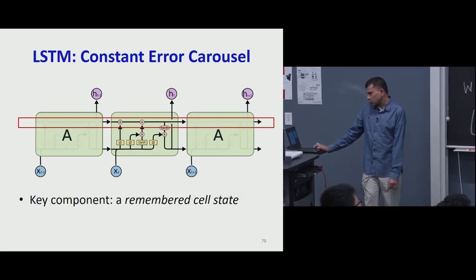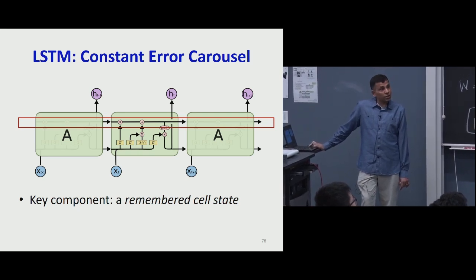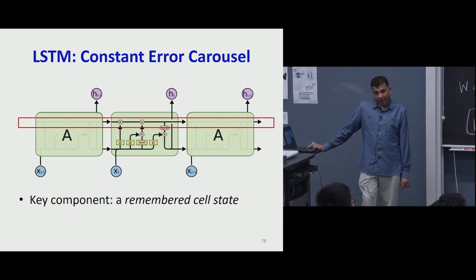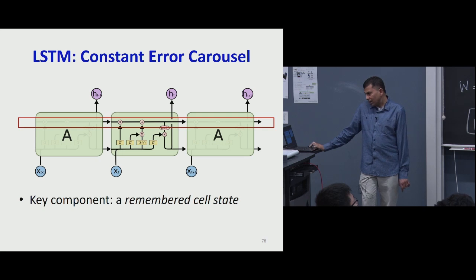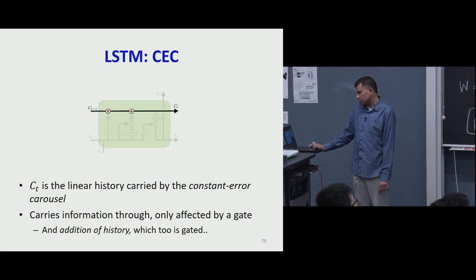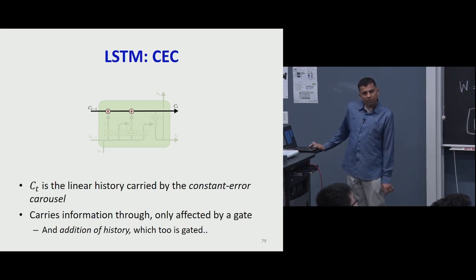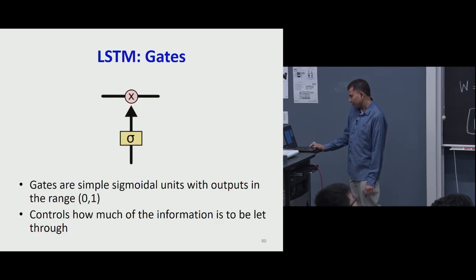This line here is the so-called constant error carousel. It's a remembered cell state. This is your memory. It's unmodified by any weight. It's only modified by switches and additions and subtractions, okay? Because you know that if you introduce a weight, bad things happen, right? So this is the constant error carousel. It carries information through only affected by a gate. And information may be added, which is also gated.